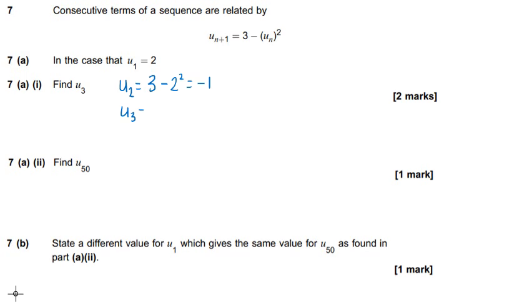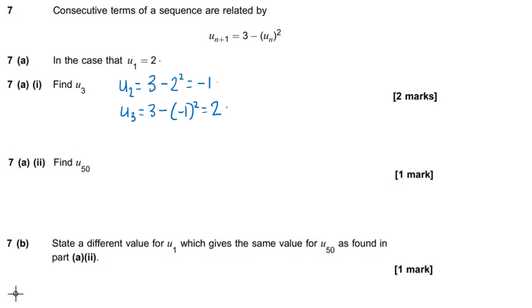And then u3 is going to be 3 minus 1 squared. Minus 1 all squared is 1. 3 minus 1 is 2. And what you'll notice here, which is useful for the next question, is we started with 2 for the first one. We've got minus 1. We've got 2 again. So if we worked out u4, we'd get minus 1 again. And it would just keep alternating.